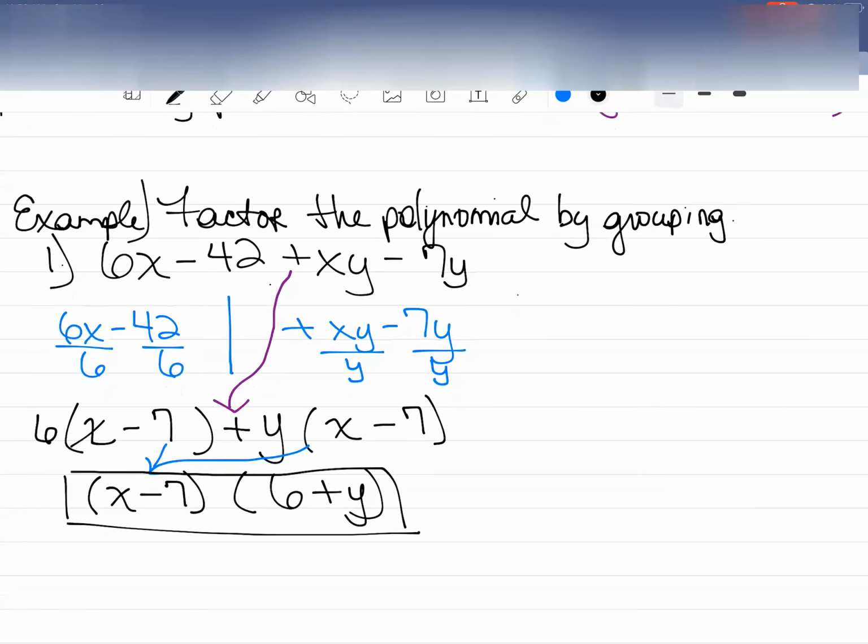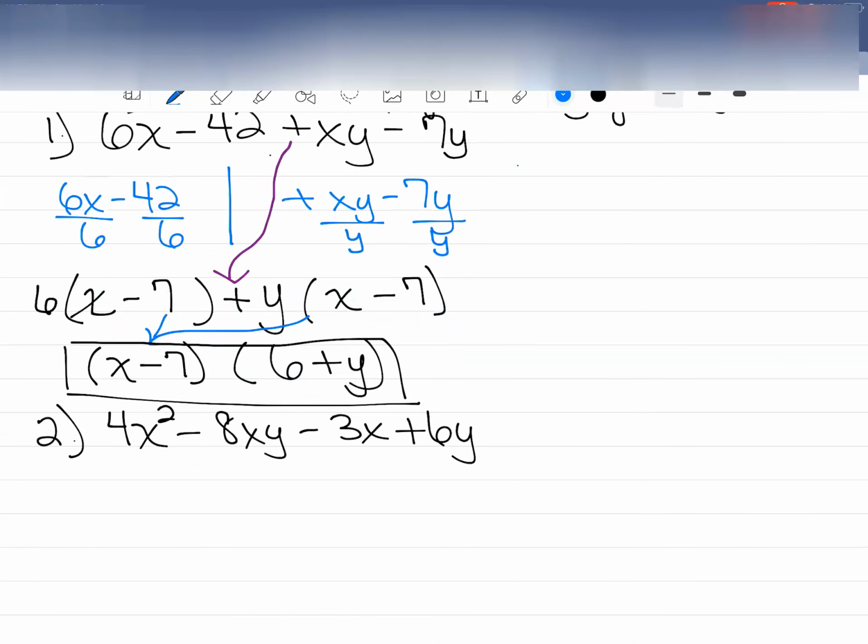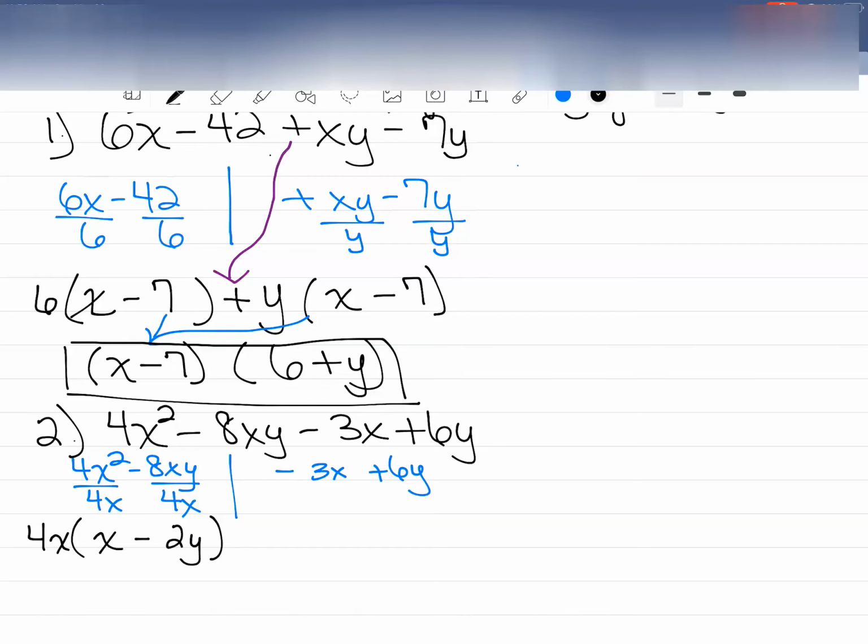Let's do another example. So I'm going to split these in 2. From the first 2, I'm going to find my common factor. It's going to be a 4x. So that's what I'm going to write out front. When I divide those first 2 terms by the 4x, so I can figure out what I'm leaving behind in parentheses, I'm going to end up leaving behind an x and a negative 2y.